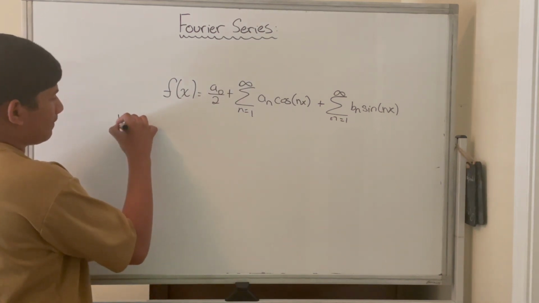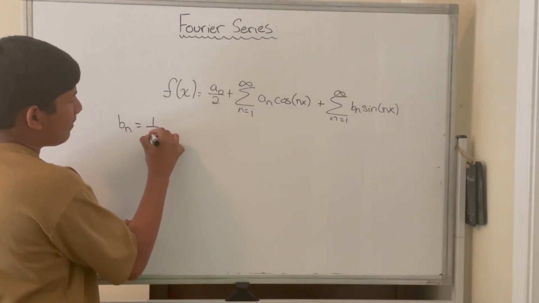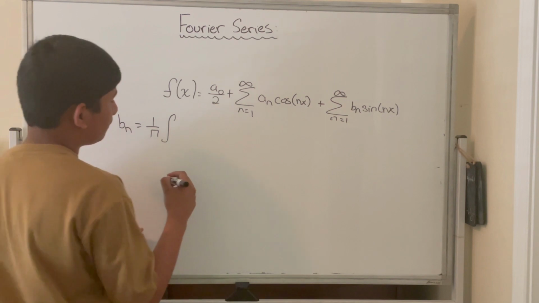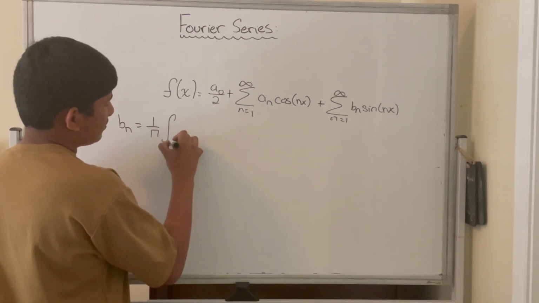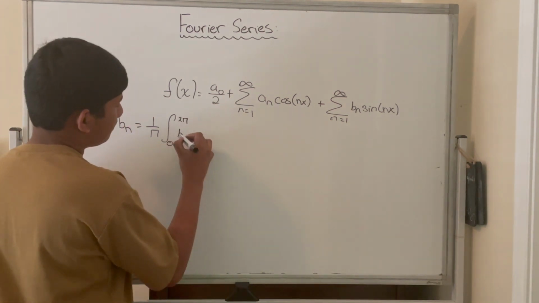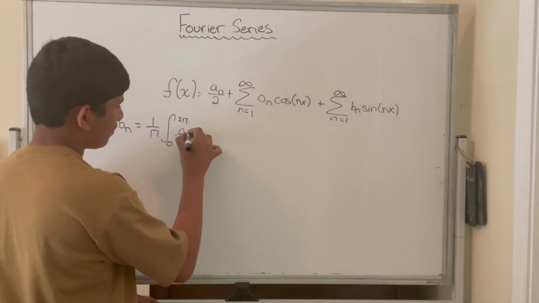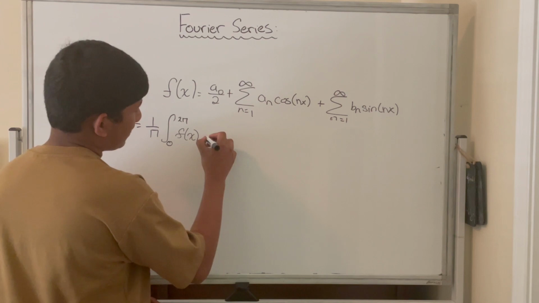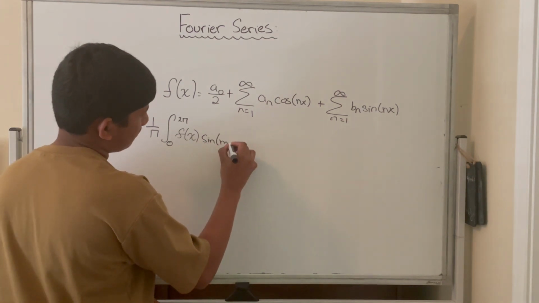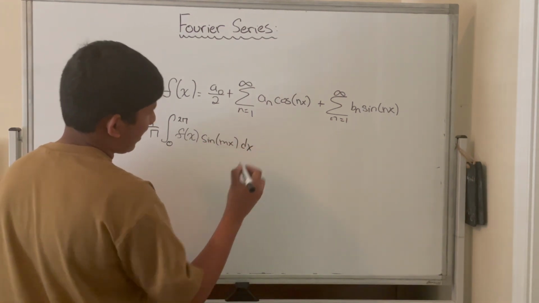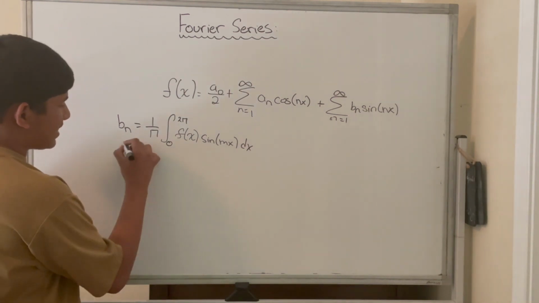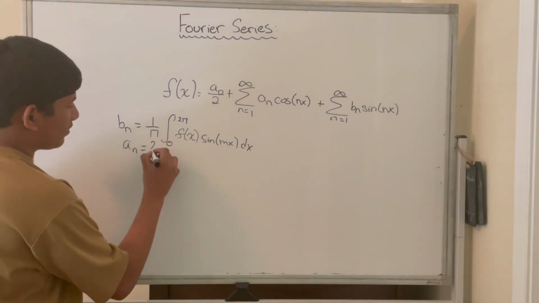So we'll write over here, bn is equal to 1 over pi times the integral from 0 to 2 pi of f of x times sine of mx dx. Second is a of n. So what is a of n?